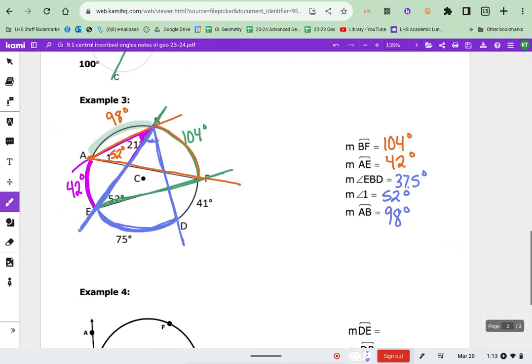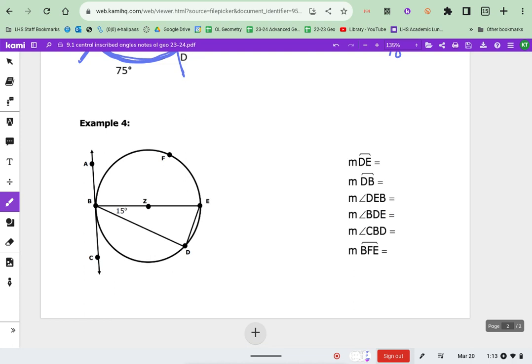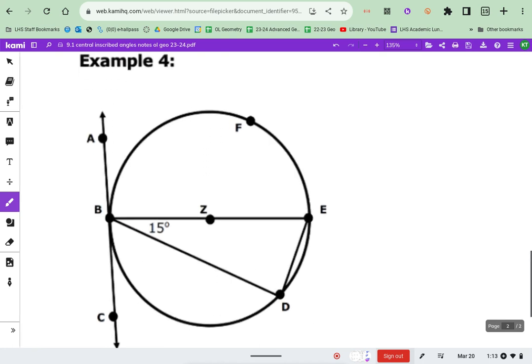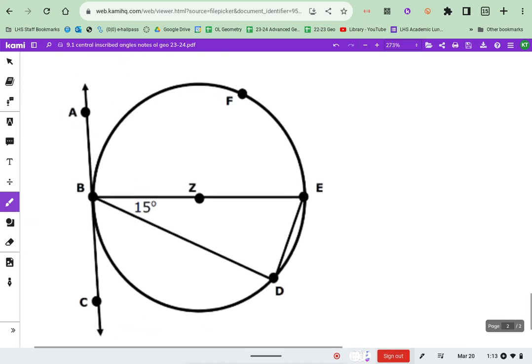Let's see. I think these are trickier than the ones we did before. So I'm going to do example 4 with you also. And then it might be lunchtime probably after that. Okay, cool. I'm okay with that. All right, so example 4.